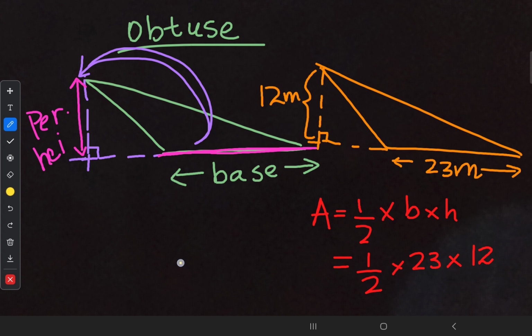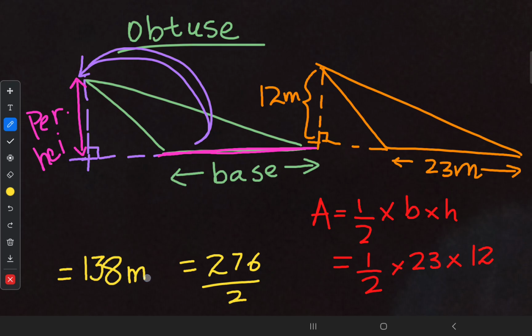It will become 276 divided by 2. 276 divided by 2 will give you the answer as 138 square meters. So your answer should be 138 square meters for this obtuse triangle. But remember, the perpendicular height should be located outside the respective triangle.